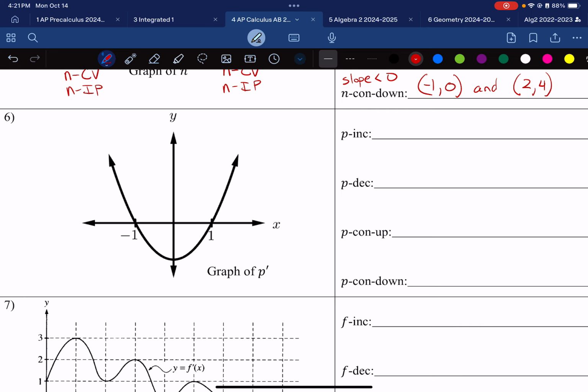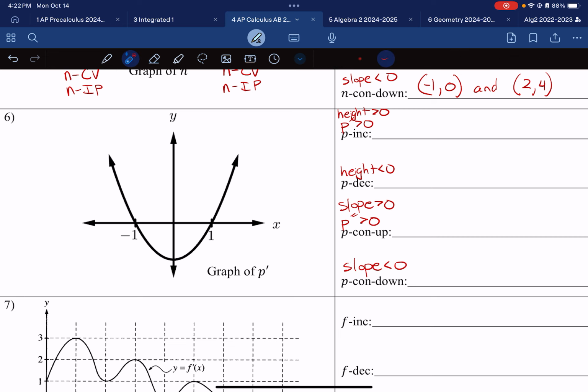P increasing, start off with the definition. This is where P prime is greater than 0. What is P prime on a graph of P prime? Well, that is height. So this is translated to height is greater than 0. Therefore, this one is height less than 0. P concave up, that's the definition of P double prime is greater than 0. What is P double prime on a graph of P prime? Well, that's slope. So this is slope has to be greater than 0. Therefore, this one is slope has to be less than 0.